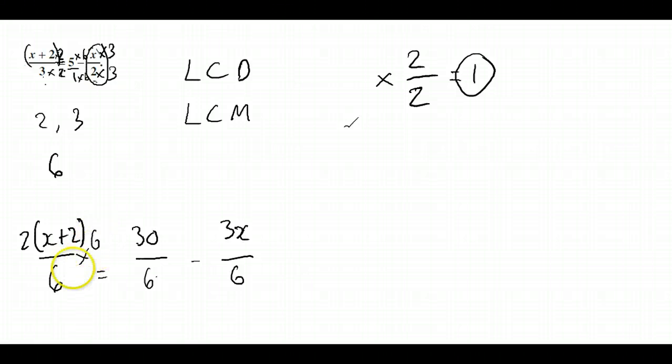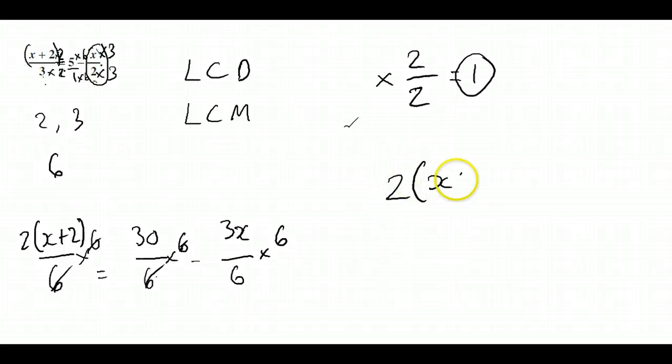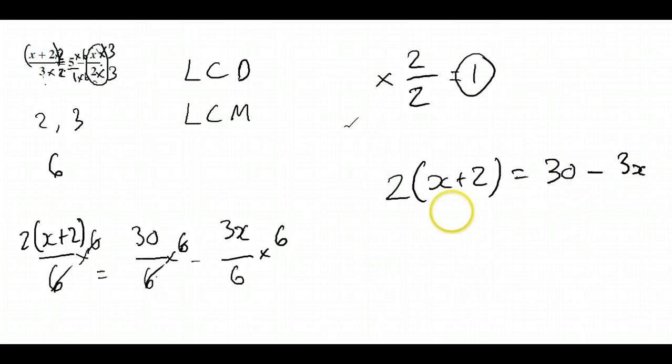If we multiply everything by 6 now, then all these fractions disappear. This is just an example of our reverse operations. We've got divide by 6, so we multiply by 6. And that way all of the fractions disappear and we end up with this. 2x plus 2 equals 30 minus 3x. And from here you can solve it as a normal linear equation.